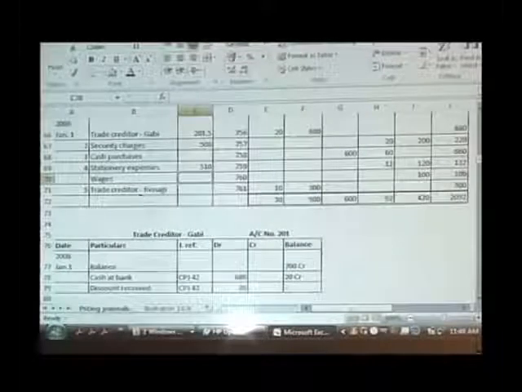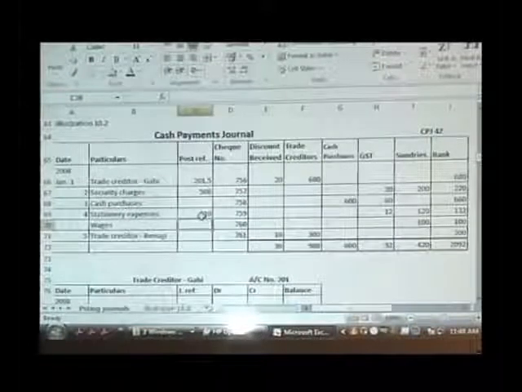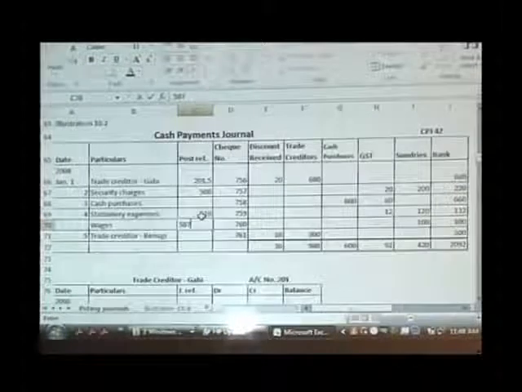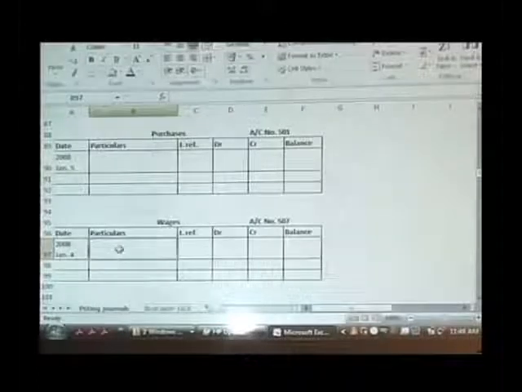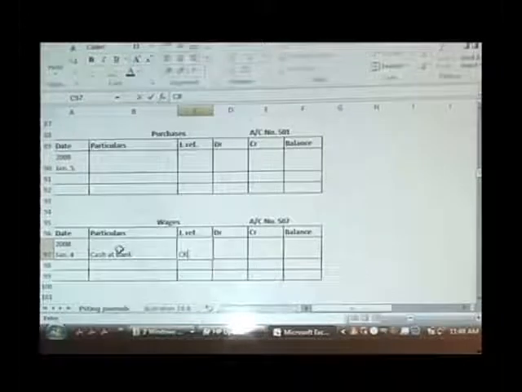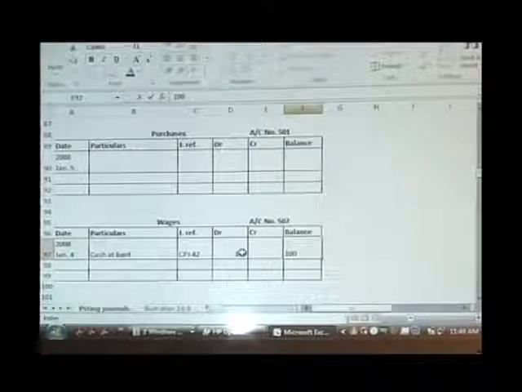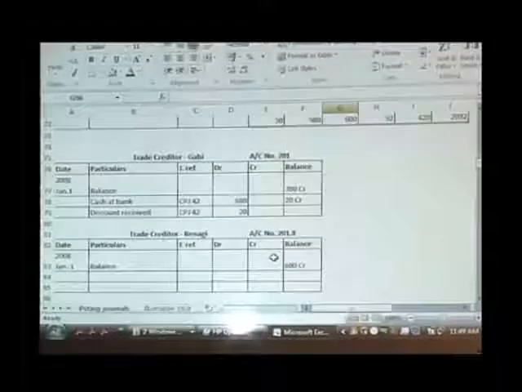Next, wages recorded in the sundries column, therefore posted individually. Wages expense, find the account number, it is 507. 507 is here, date 4th January. Cash at bank, CPJ 42, amount 100 kina and balance debit 100 kina.